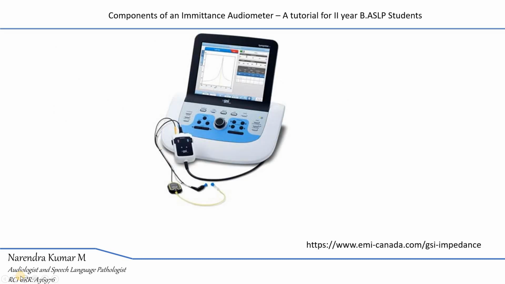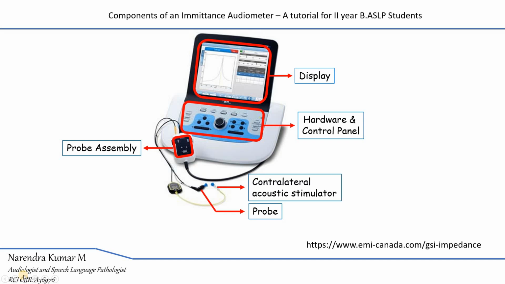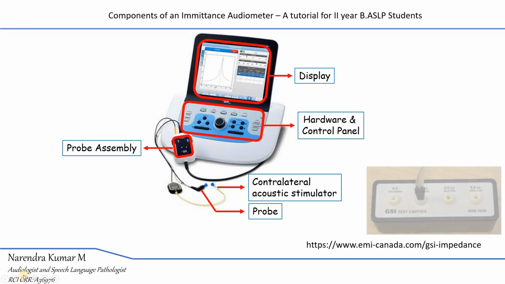The immittance audiometer comes with a display that shows the tympanograms and the reflexometry graphs that have been recorded. There are various buttons and dials on the tympanometer which act as the control panel, helping us to navigate through various test procedures and perform them. There is a probe assembly which houses the immittance probe and the contralateral acoustic stimulator. There is another important component which is called the test cavities or calibration cavity. Without performing calibration, if we perform the tympanometry procedure or reflexometry procedure, the results may not be accurate or valid.